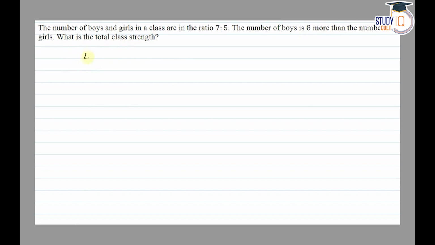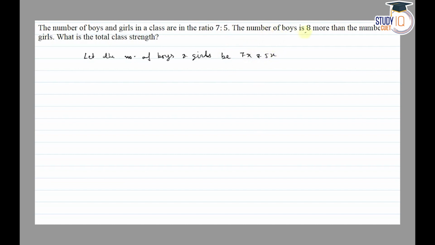So we will assume, let the number of boys and girls be... Boys, we will assume, given 7:5, so 7x and 5x.